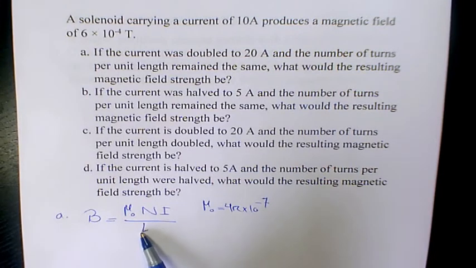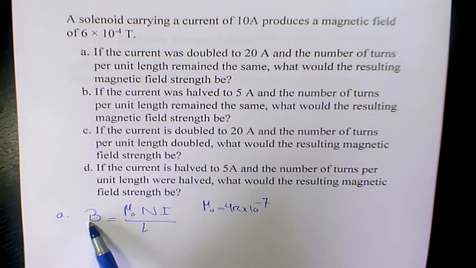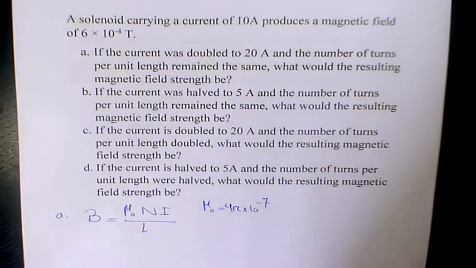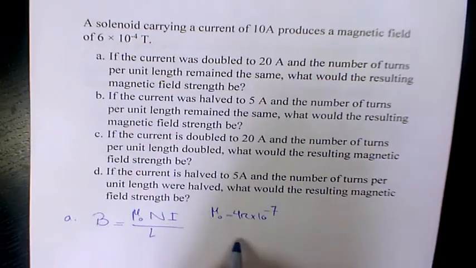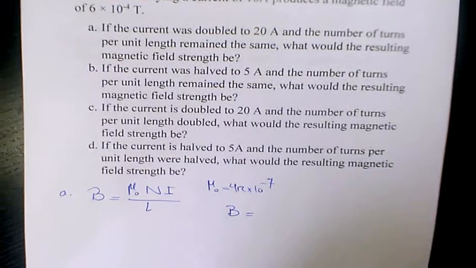So in this case, B originally was 6 times 10 to the power of negative 4 Tesla. It says if we keep N over L constant and we double the electric current, what happens to the magnetic field strength? Obviously 10 becomes 20, so that's double, so magnetic field strength is going to be double as well. So we don't need to go through the whole calculation, it's going to be extra effort.